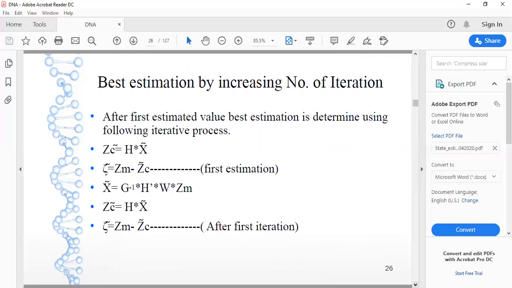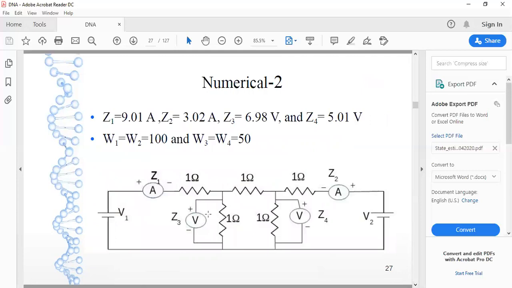Now let's follow this procedure with another simple example. Over here we have 4 meters Z1 to Z4, which means M is equal to 4, while we have weighting factors W1 and W2 for instrument 1 and instrument 2 at 100%, while W3 and W4 are 50%. Now what exactly are we doing? We have two state variables as in my previous example, and we want to find the values of V1 and V2. From the topology of this network, initially we need to identify the H matrix.